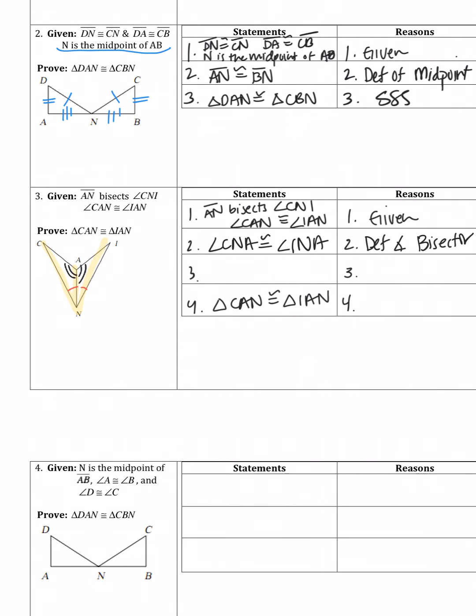Now I look for one of those 3 pieces of information. Do I have vertical angles? No. Do I have any parallel lines? No. But do I have a shared side? Yes. I can see AN is congruent to AN by reflexive property. Therefore, the two triangles are congruent by angle, side, angle.